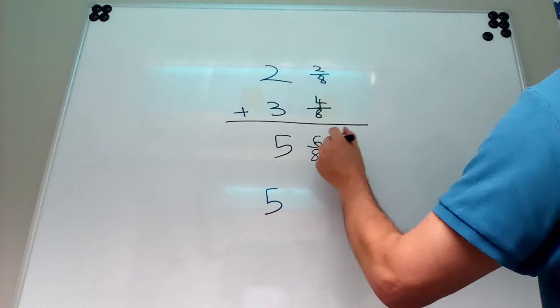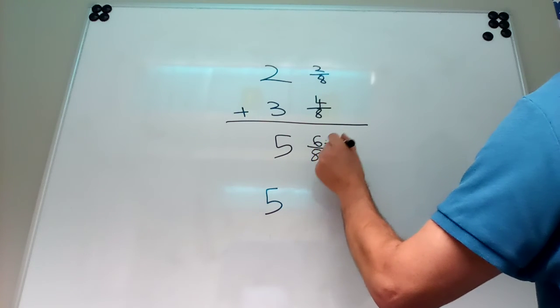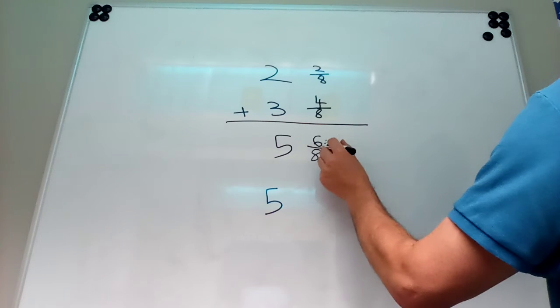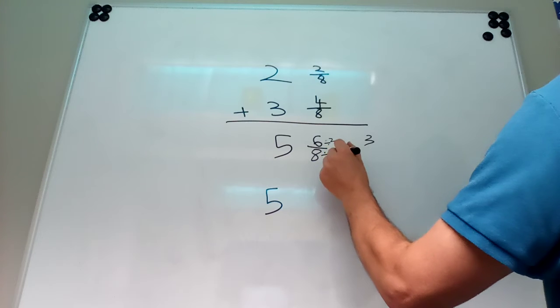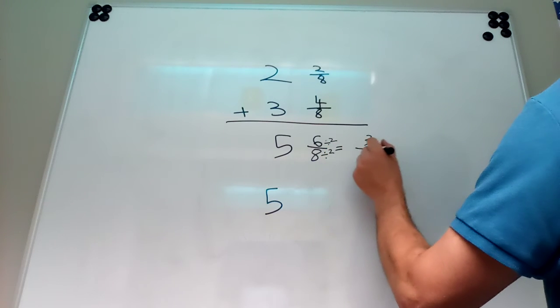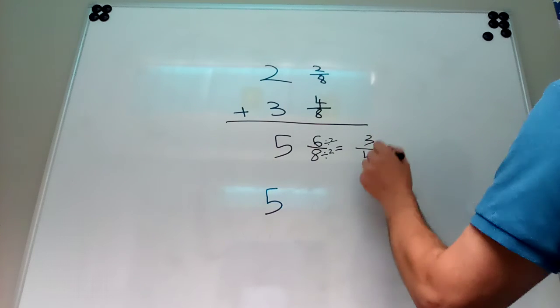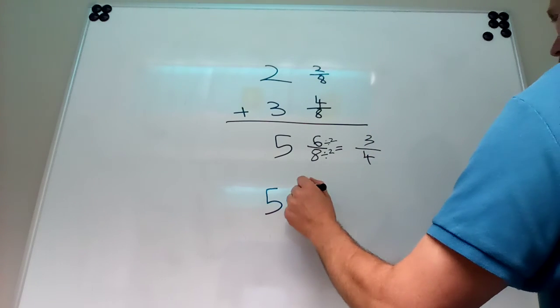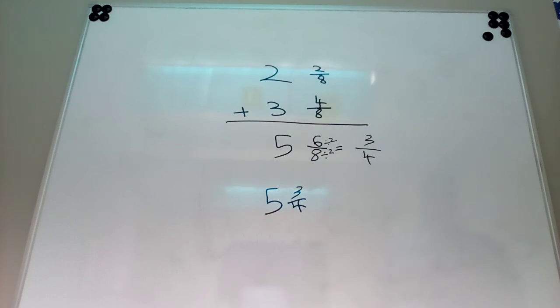So 6 and 8, you can divide, we said they're even numbers, so divide that by 2. Divide the top and the bottom by 2, and 6 divided by 2 is 3, and 8 divided by 2 is 4. So 6/8 reduces to 3/4, so we can bring our 3/4 down here with our 5, and so we got 5 and 3/4.